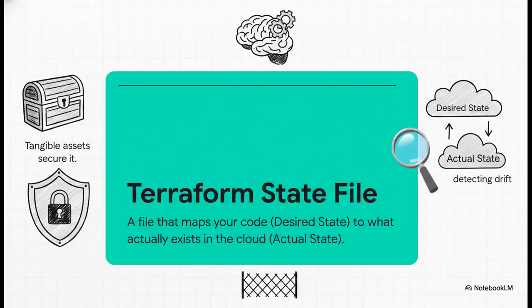So let's talk about that file. The Terraform state file, the terraform.tfstate, is basically Terraform's entire memory. It's a JSON file that connects the dots between the code you wrote and the actual EC2 instance or S3 bucket that exists in your account. It's your single source of truth, which means you have to manage it, you have to secure it, and you definitely don't want to lose it.